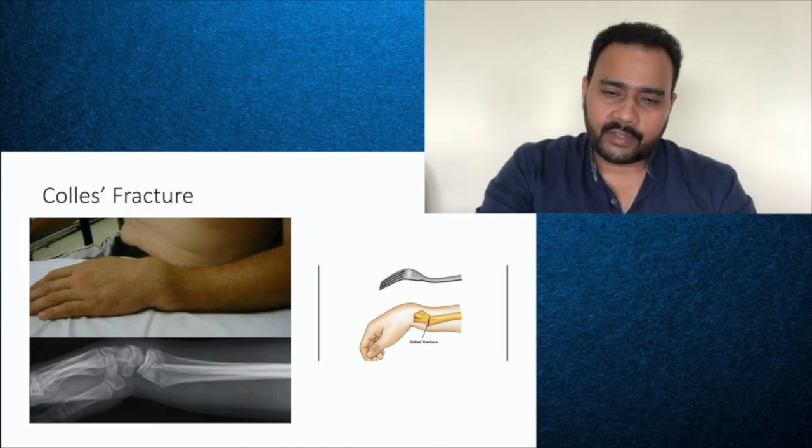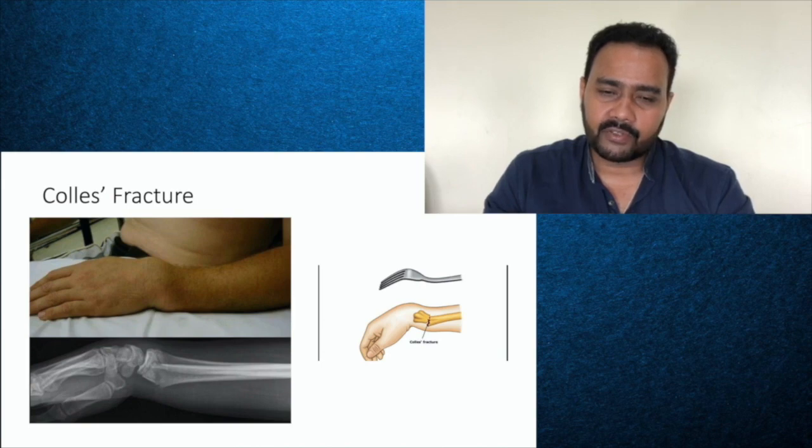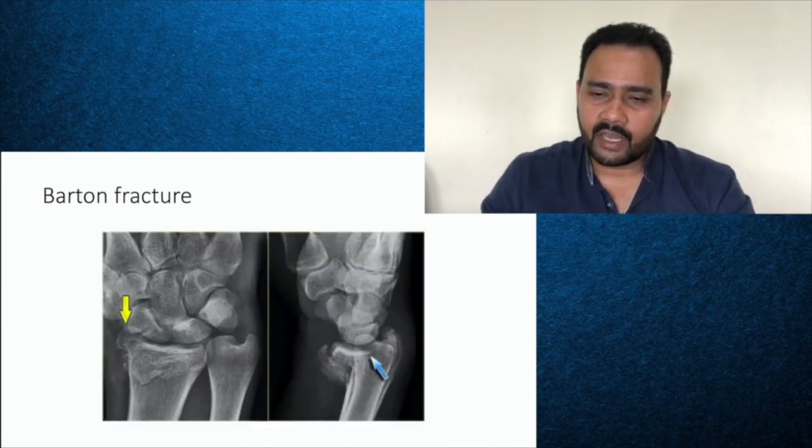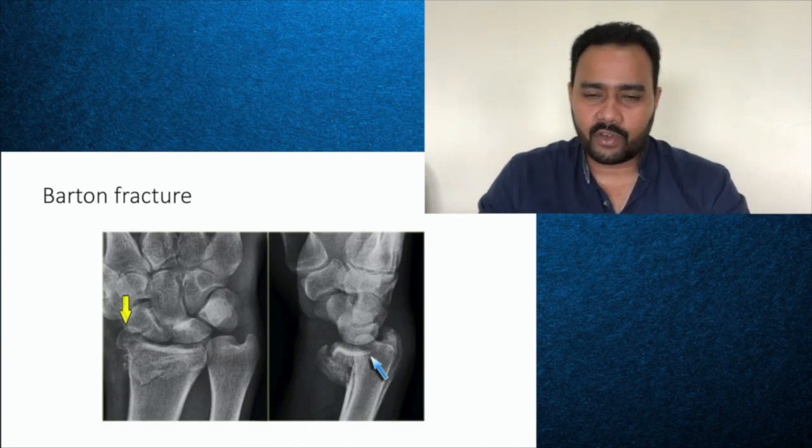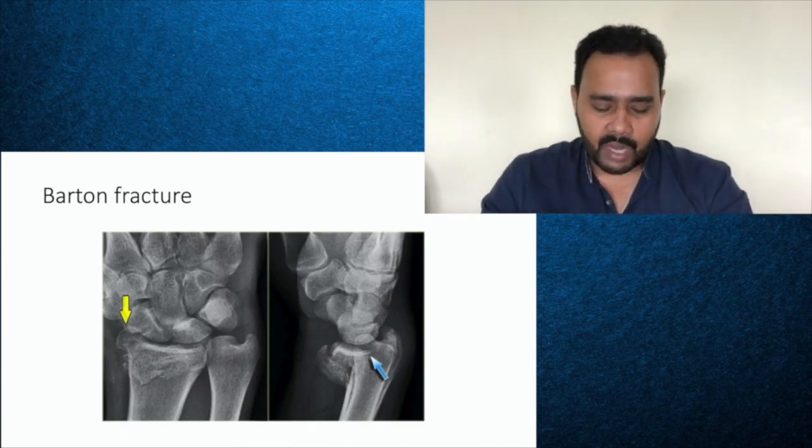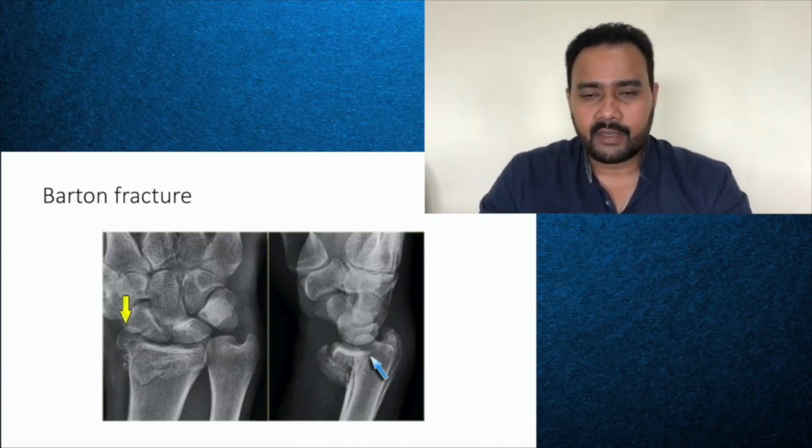These fractures, you can see there is a fracture here in the distal radius, but it is not involving the articular surface. This is the articular surface, there is no involvement in that. But when it comes to Barton fracture, you can see the fracture involves the articular surface as well. When the fracture involves the articular surface, that is called Barton fracture. So that is the difference between Colles, Smith and Barton fracture.